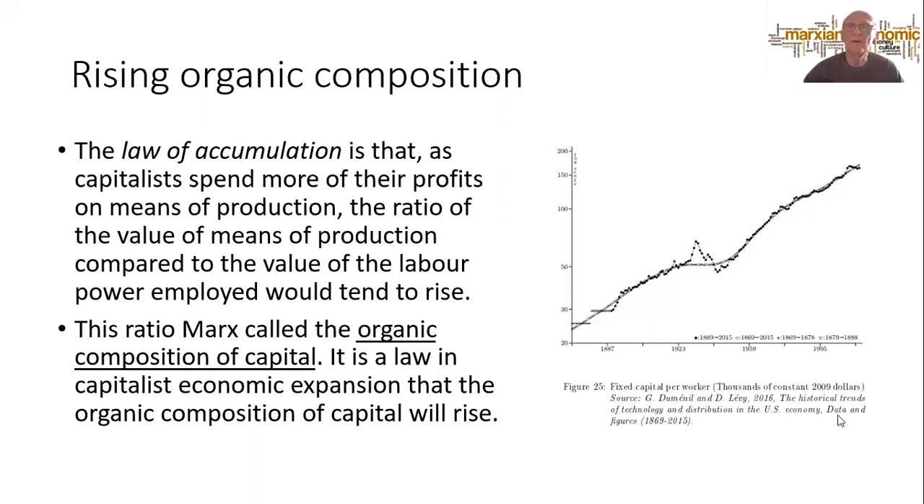Is that true? Well, on the right-hand side of this screen, we can see a measurement by two economists going back to 1869 up to 2015 for the United States of the amount of fixed capital, that's factories, machinery, technology and so on, per worker in constant dollars. So you can see there is a gradual and steady and inexorable increase in the organic composition of capital, the ratio of constant capital to variable capital. That's a key law, empirically verified, that Marx is presenting as the nature of capitalist production over time.